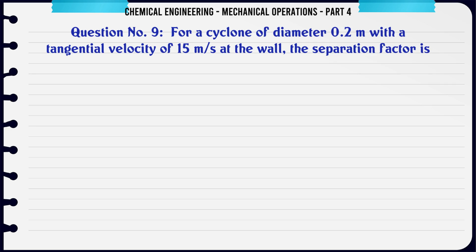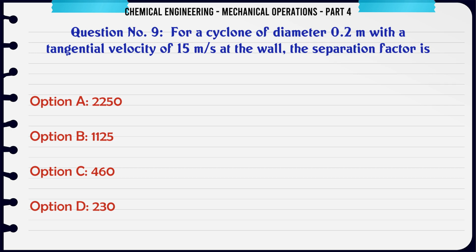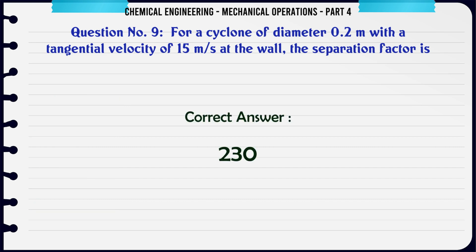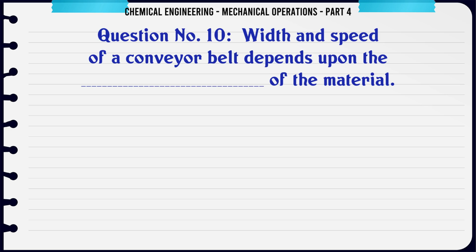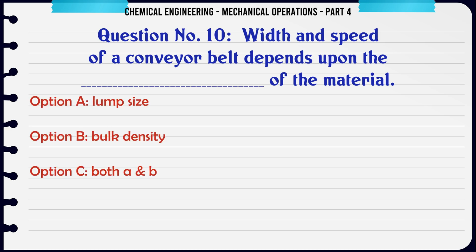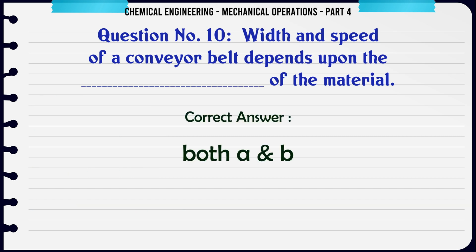For a cyclone of diameter 0.2 m with a tangential velocity of 15 m/s at the wall, the separation factor is A. 2250. B. 1125. C. 460. D. 230. The correct answer is 230. Width and speed of a conveyor belt depends upon the of the material. A. Lump size. B. Bulk density. C. Both A and B. D. Neither A nor B. The correct answer is both A and B.